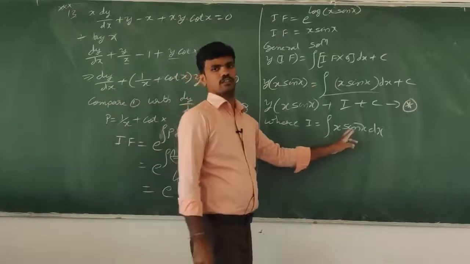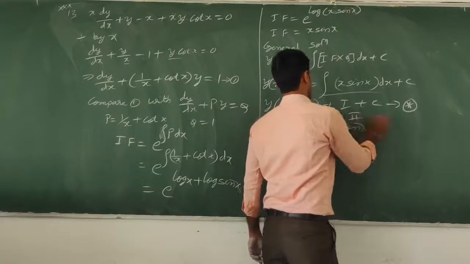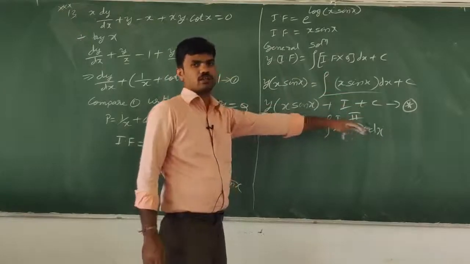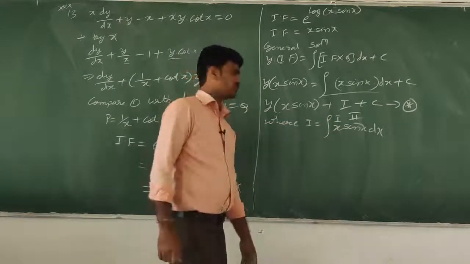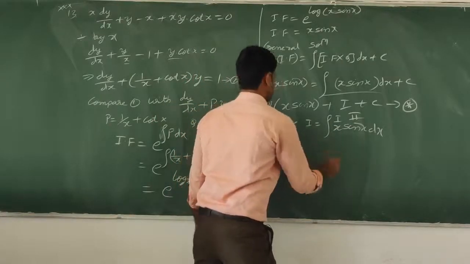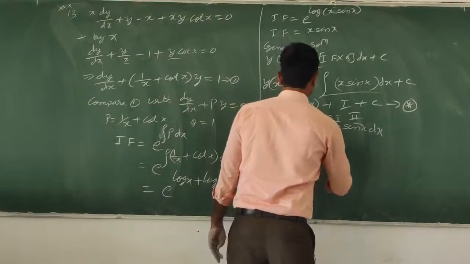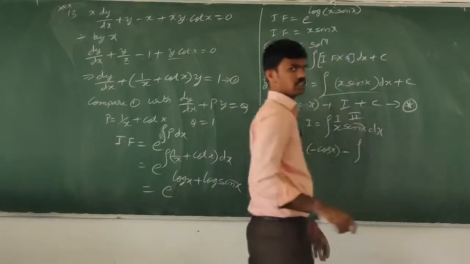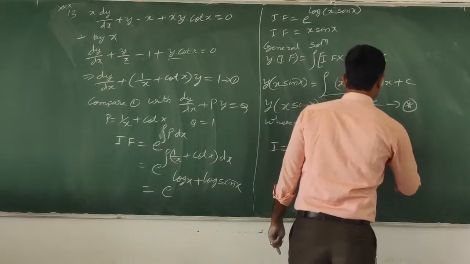Next, use the by-parts formula and evaluate this value. Here the first function is x, the second function is sin x. Okay? Try it and see: you get one term of x sin x. I will expand one term, the remaining you find out. I is equal to first function x into integration of the second function sin x, which is minus cos x, minus integration of the differentiation of the first function, differentiation of x is 1, into integration of sin x, which is minus cos x, into dx.